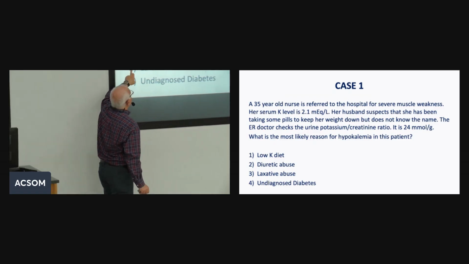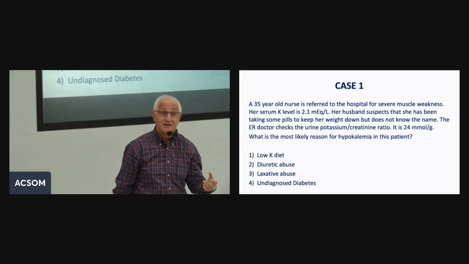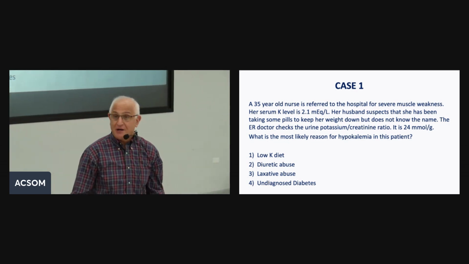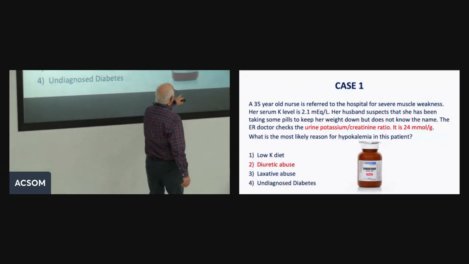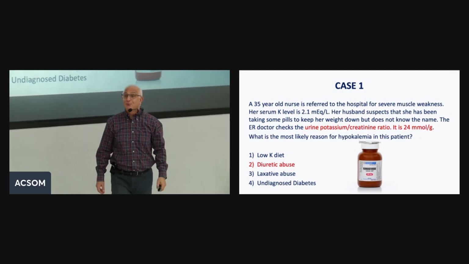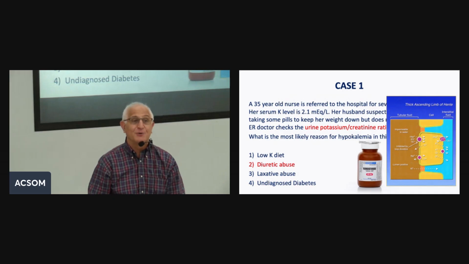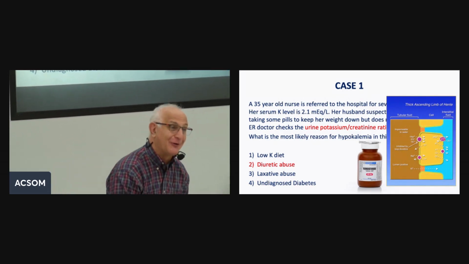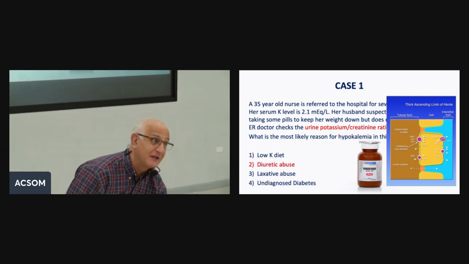Basically, we are between these three: low potassium diet, diuretic abuse, or laxative abuse, and she has had a lot of potassium in her urine. 24. Normal is less than 13. So what do you think the answer is? Diuretic, right? The lady is enjoying her loop diuretic, furosemide, a sodium, potassium, 2 chloride blocker. What happens is that there is a lot of potassium in the urine. So the patient gets hypokalemia and the urinary potassium doesn't come down because that medicine is blocking the sodium potassium chloride. So it is a urinary loss.